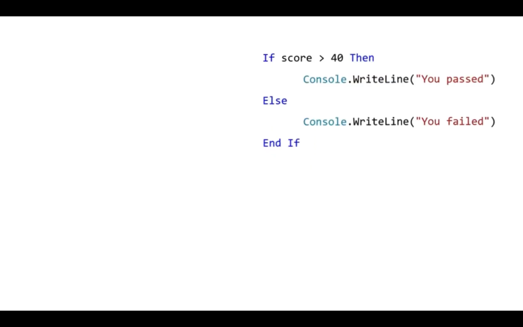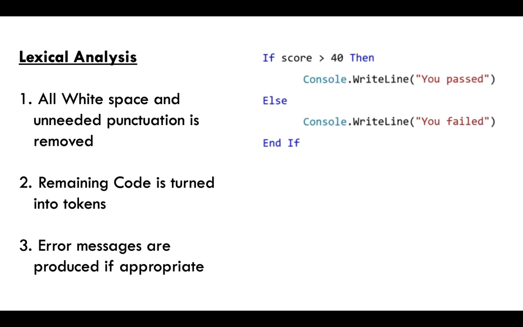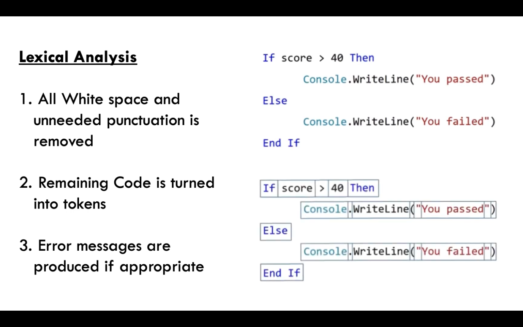So here in the lexical analysis stage, it's the first stage of the compilation process, you'll see some code. What we're going to do is remove all the white space and unneeded punctuation. The remaining code is then tokenized, which means it's turned into tokens. Any error messages are produced at this stage if we run into any problems. And you'll see the code is broken down there by keywords and identifiers. Keywords are defined by the language, identifiers are defined by you.